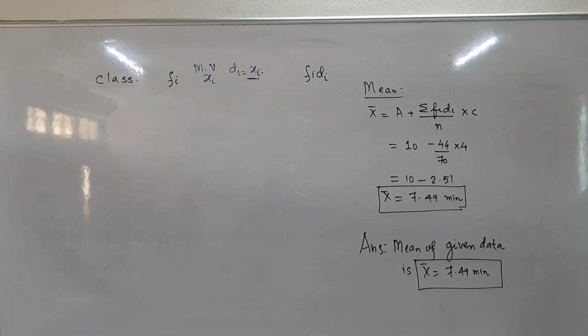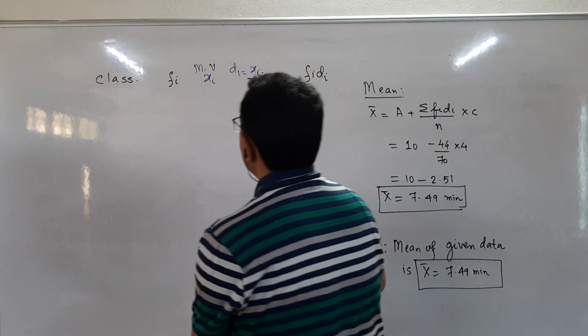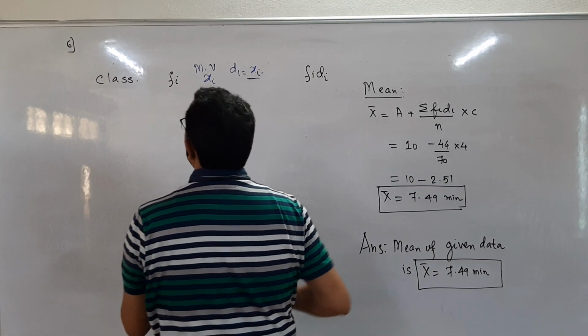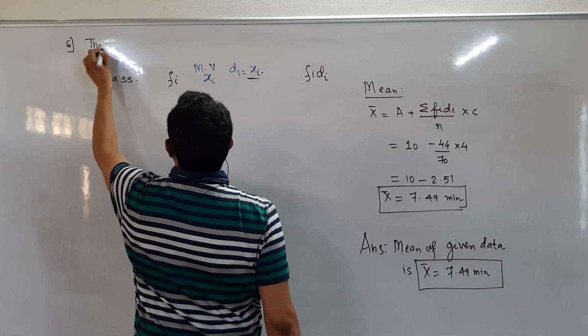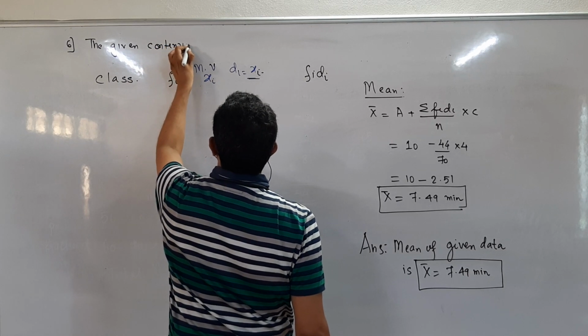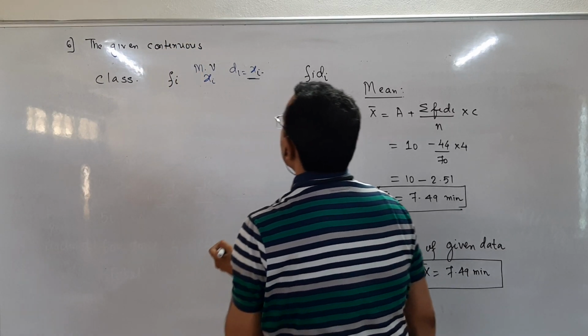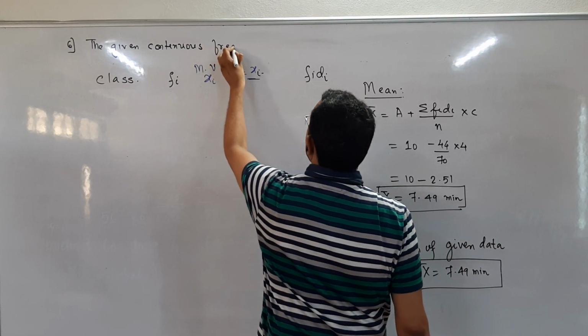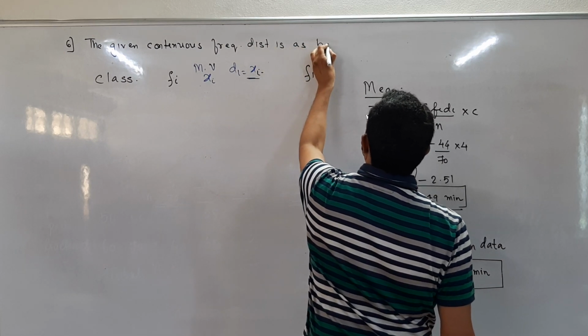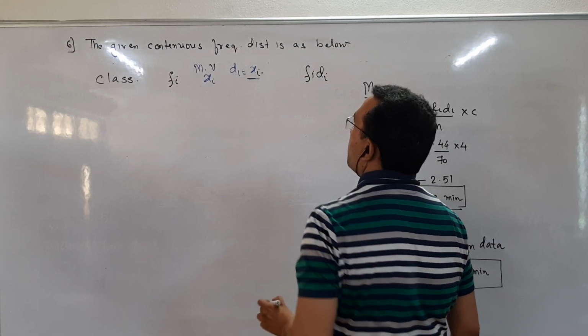The information of profits in lakh rupees of 50 firms is given below. Find the mean profit. Now, this is an exclusive continuous frequency distribution. So, the given continuous frequency distribution is as below.